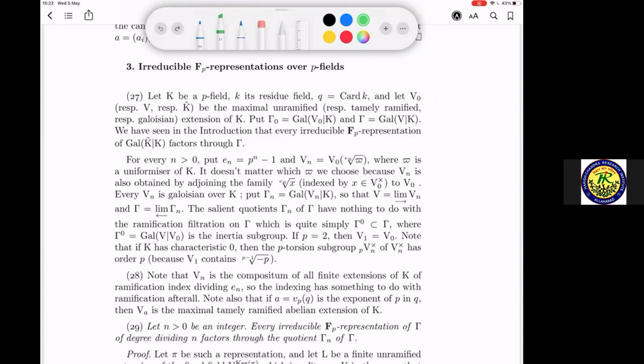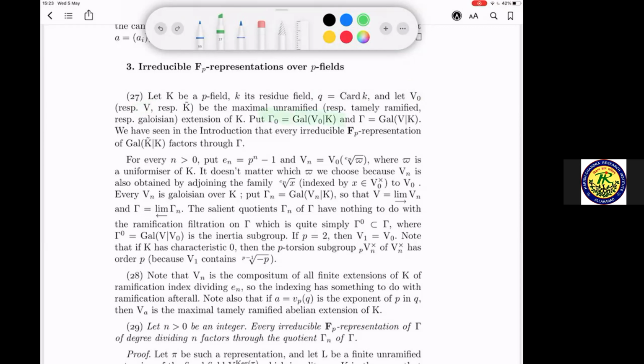Then you have V, which is, by definition, the maximal tamely ramified extension of K in K tilde. So it contains all finite tamely ramified extensions of K in K tilde. In particular, it contains V naught. Okay, so you have these three things.